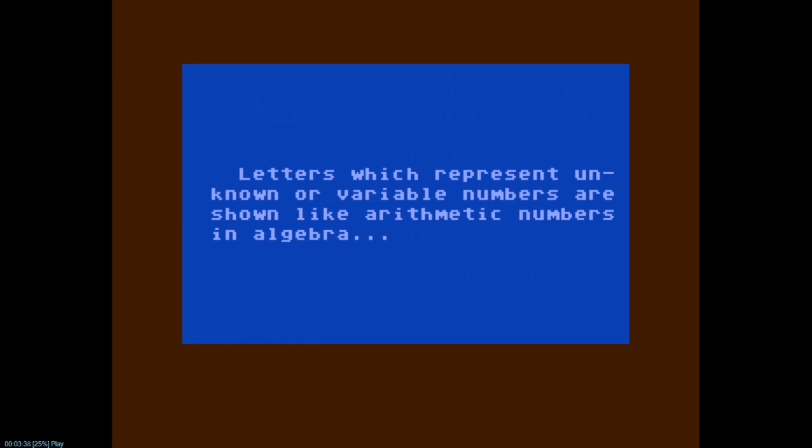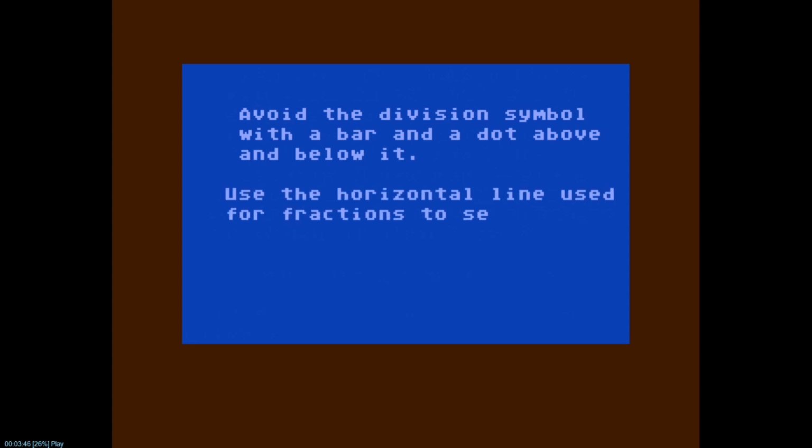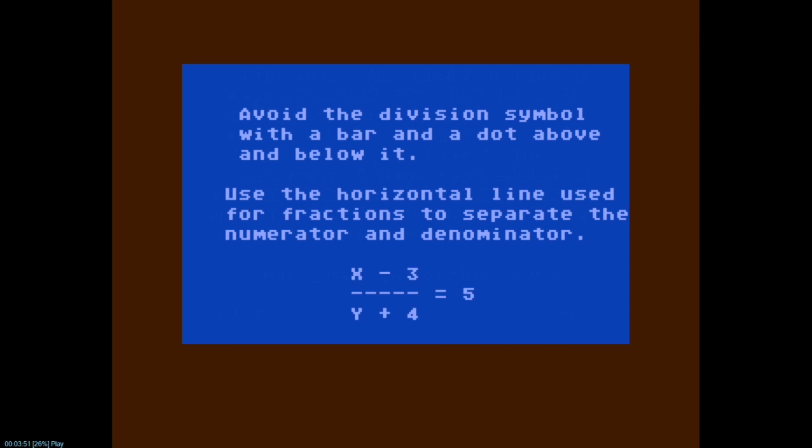Letters which represent unknown or variable numbers are shown just like arithmetic numbers in algebra when you add, subtract, or divide, except that generally we avoid the division symbol with a bar and a dot above and below it. Instead, we use the horizontal line, which is used for fractions to separate numerator and denominator. The expression on the top is divided by the term or expression below the line.